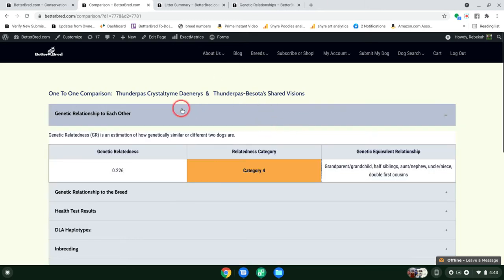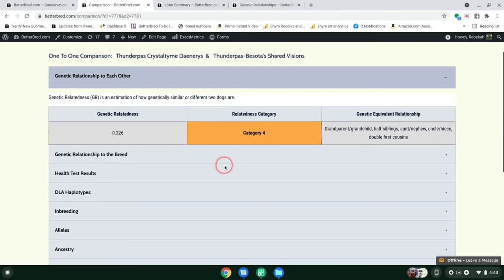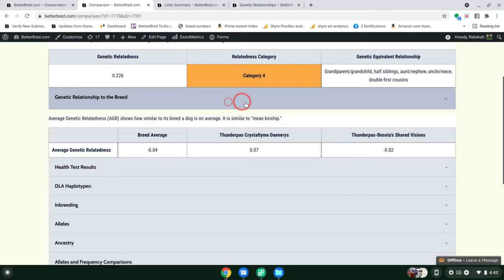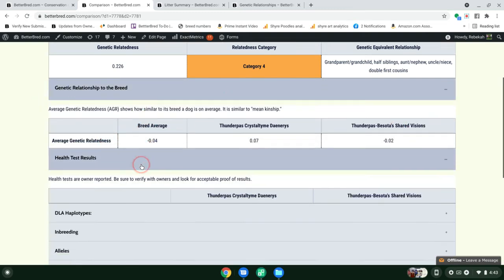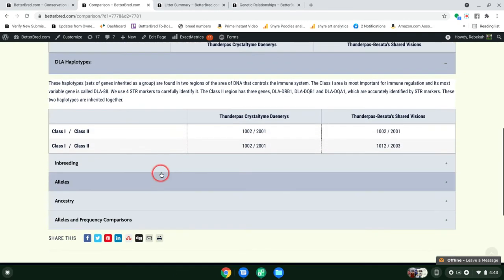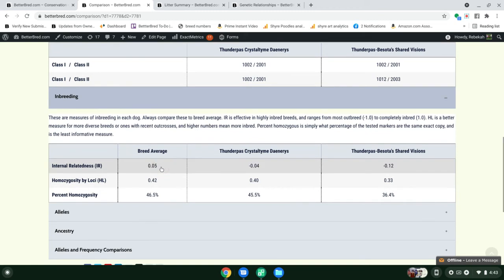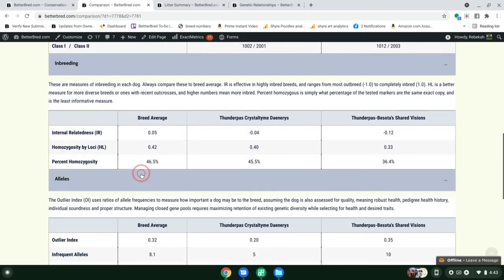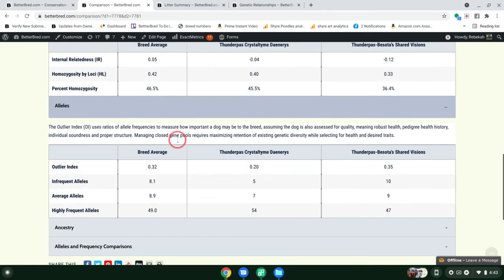So you can see here, it tells you that they're category 4. And then it gives you the AGR of both dogs, health test results if they're posted, the DLA haplotypes of both, the inbreeding of both, but it does not tell you the litter inbreeding because we have to calculate that. The alleles, so it tells you where these dogs fall in relation to the breed average.